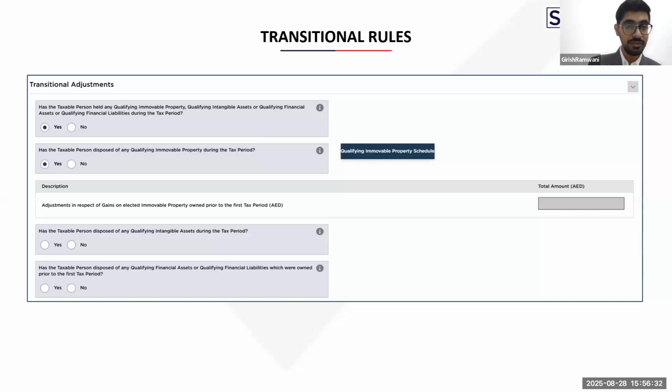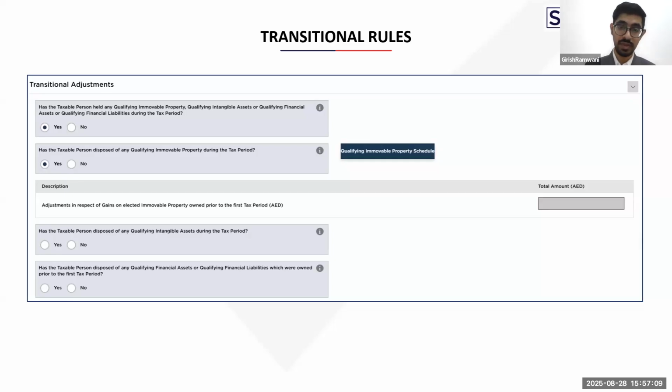When you have actually sold it, there are certain disclosures again. Like we saw for qualifying immovable property, you need to give all those details. Similarly, in the year when you have sold that intangible asset or your financial asset or liability, in that year you will have to fill the relevant schedules for your qualifying intangible asset and qualifying financial asset and financial liability as well. Again, the details are going to be the same. You need to give the details of the asset or liability, what the original cost was, what the gain pertaining to the pre-tax period was that has to be excluded, and all those things.